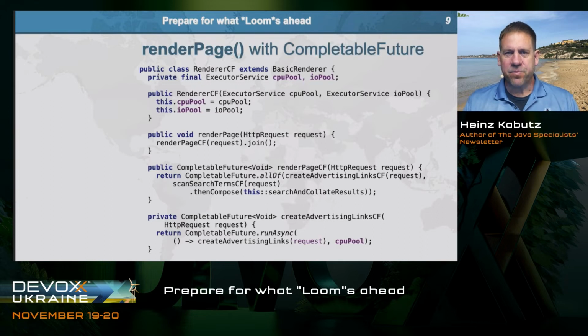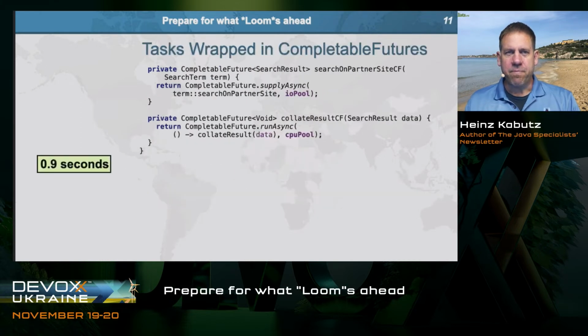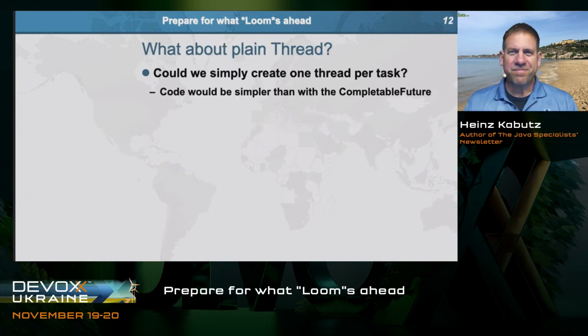And you can see the code is fairly complex, because I have to wrap each of the individual steps inside a completable future. And so it carries on for a few pages. I won't go into the absolute details, but it does return faster. So we get down to 0.9 seconds, which is quite nice. But it does become complex to do it that way.